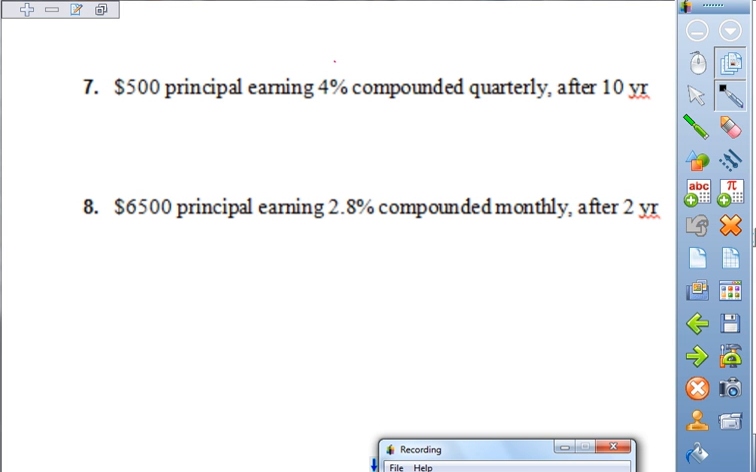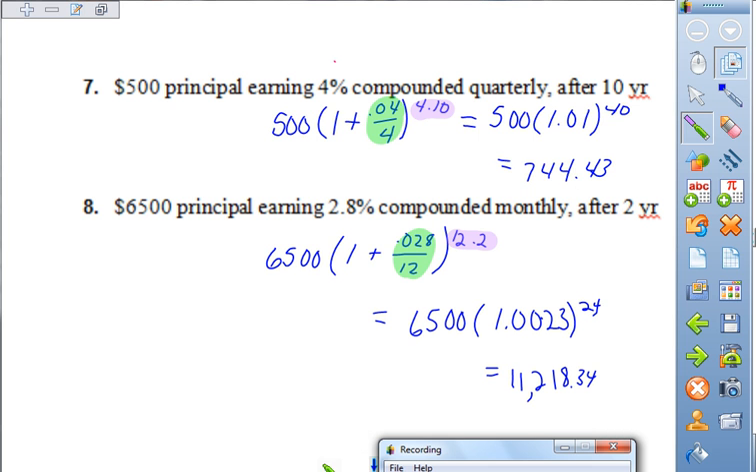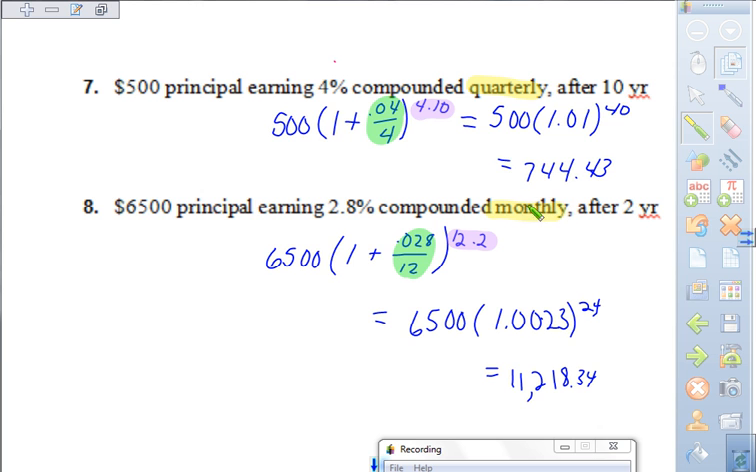You have to be careful on these problems because they are compounded quarterly and compounded monthly. If it's annually, it's an easy problem. So here's what you get, 0.04 divided by 4. You need to find that number and this number before you put them on your calculators. So that's 1.01 for the rate and for 40 periods. Same thing down here on the bottom, 0.028 divided by 12, and then 2 times 12. So then for number 7, you get $744, and for number 8, you get $11,218.